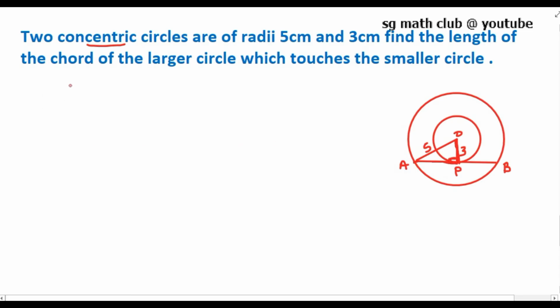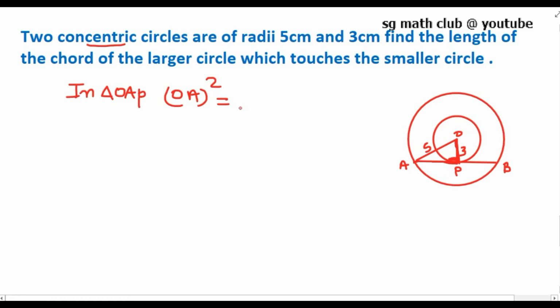Now as in the previous problem, in this problem also triangle OAP forms a right angle triangle. The angle opposite to 90 degrees is the hypotenuse, so OA is the hypotenuse. Here we are going to apply the Pythagoras theorem.